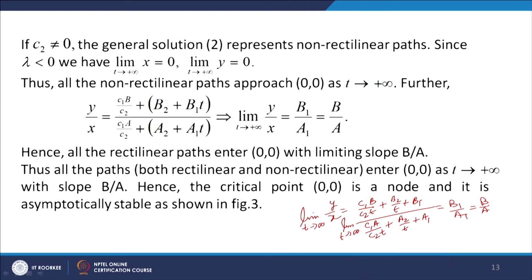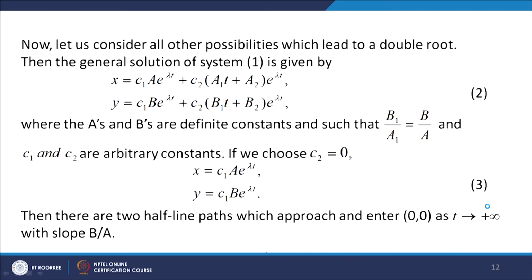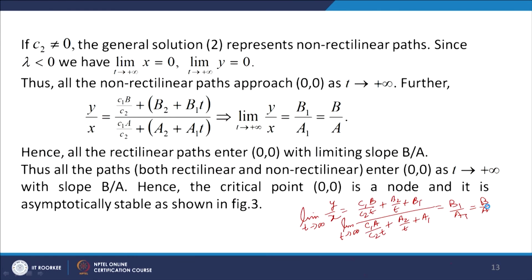Hence all the rectilinear paths enter (0, 0) with limiting slope b by a. Thus all the paths, both rectilinear and non-rectilinear, enter (0, 0) as t goes to infinity with slope b by a. In the case of rectilinear paths also we have seen that the slope is b by a. Hence the critical point (0, 0) is a node and it is asymptotically stable, as shown in figure 3.